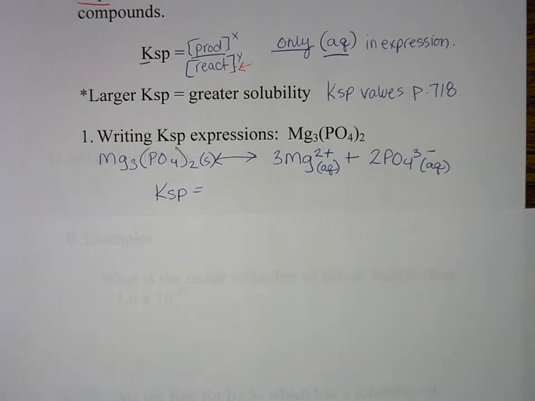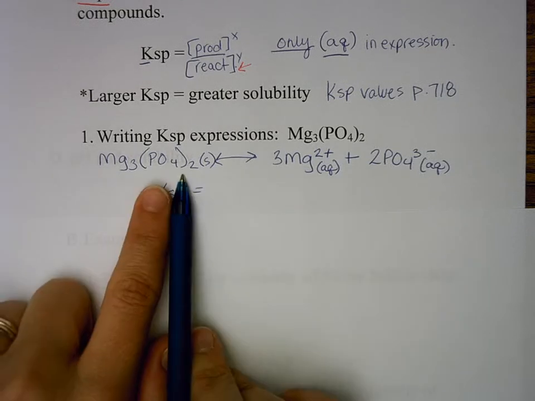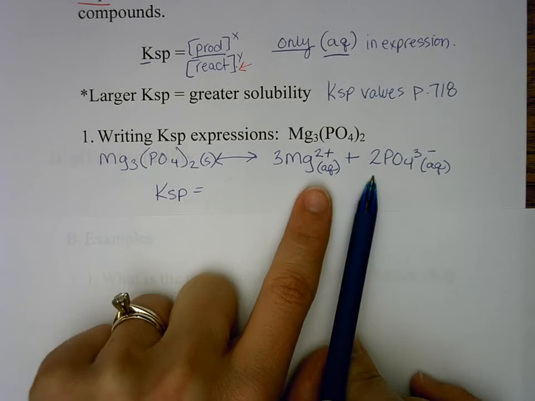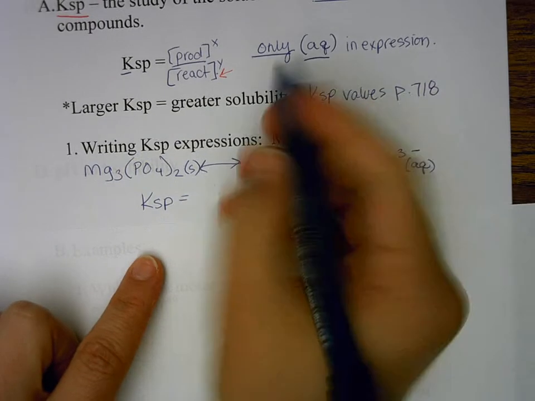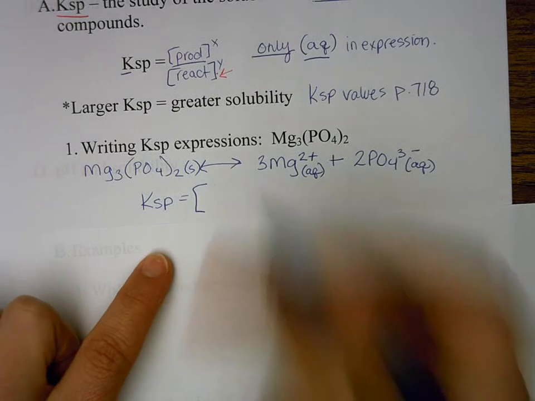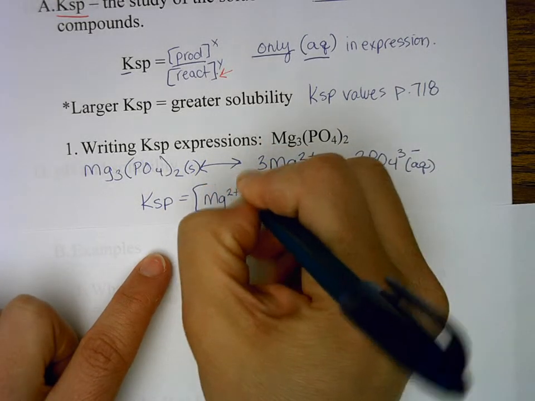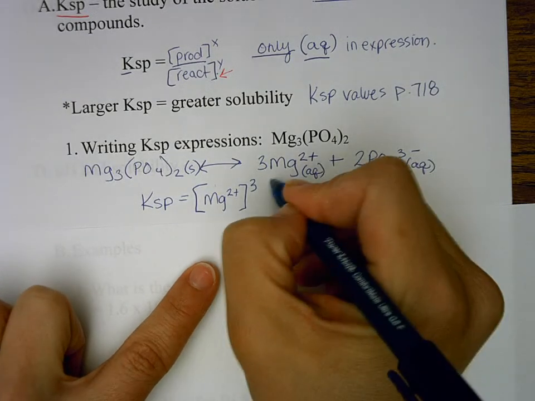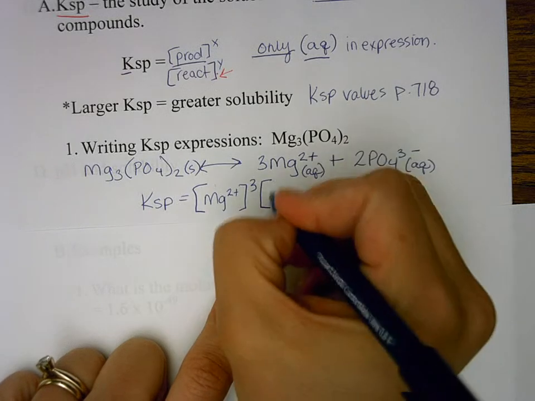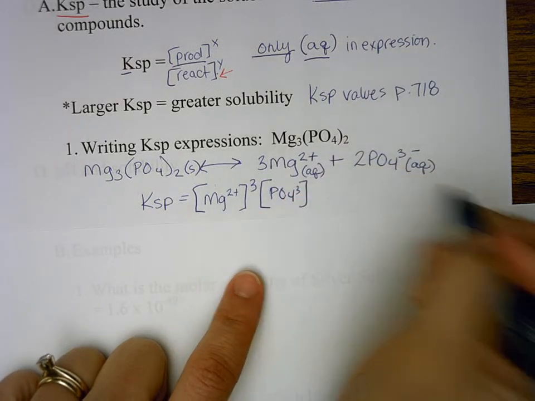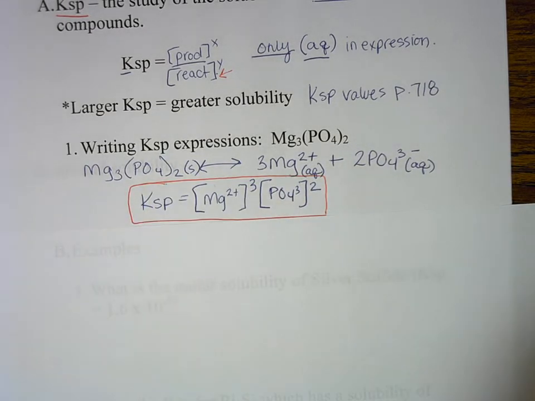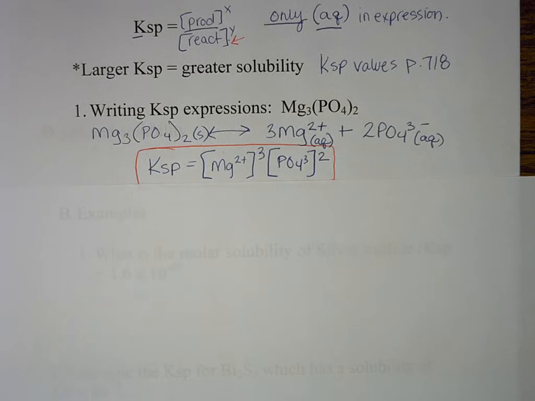When I write the KSP expression of products over reactants, the reactant is the solid magnesium phosphate. So that's not included in the expression at all. The only things included are my 2 aqueous products. And so my KSP expression will be the concentration of magnesium ions raised to the 3rd power, whatever the coefficient is, that's what your exponent becomes, multiplied by the concentration of phosphate, and that one would be squared. Okay, so similar idea on writing the expressions. Are there any questions?